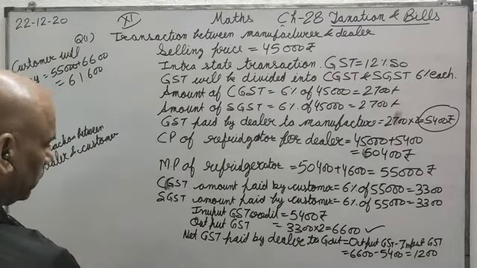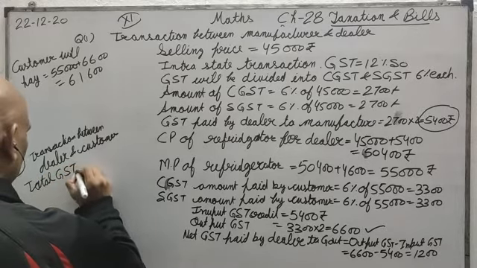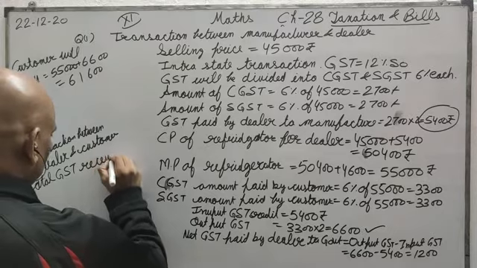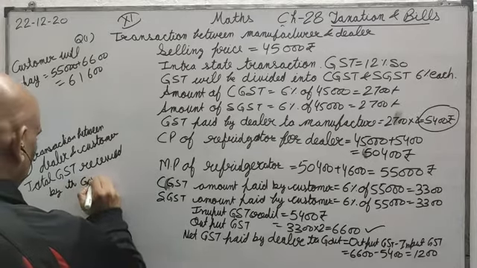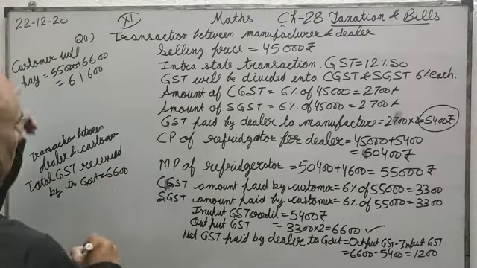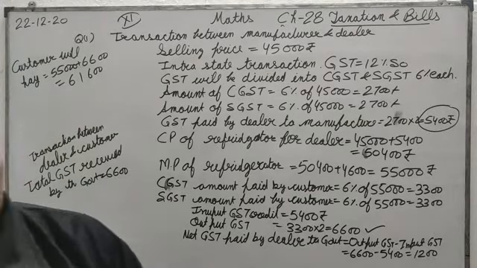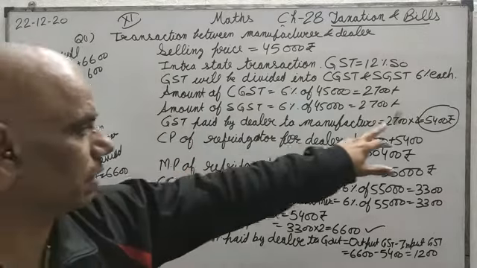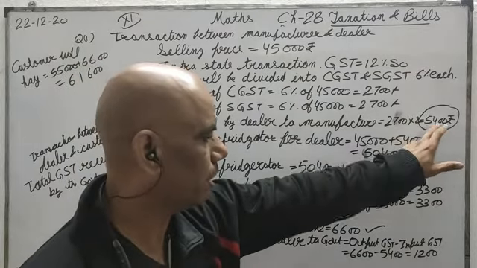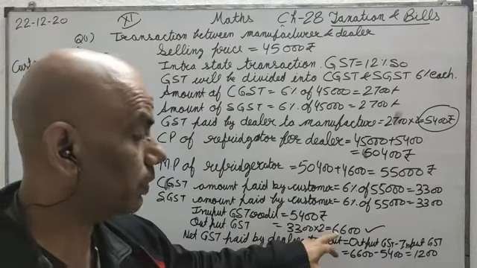Output GST. This output GST is the total GST received by the government, is 6600. And this is the answer of the third question, that customer will pay 61,600 rupees for purchasing this item. I hope it is clear to you. So this way we will calculate how much GST manufacturer will pay, this much GST dealer will pay, this much GST customer will pay.